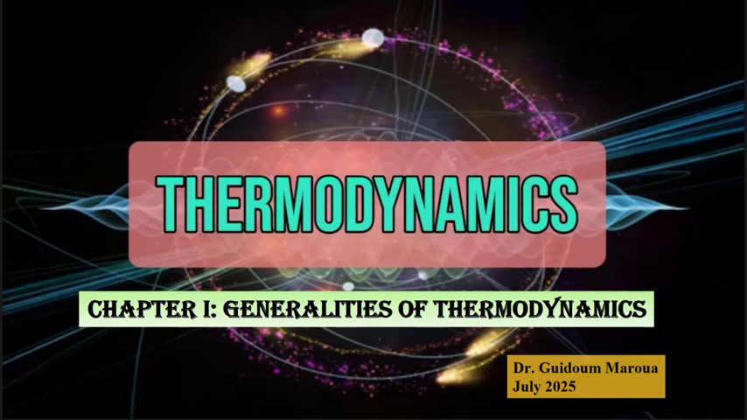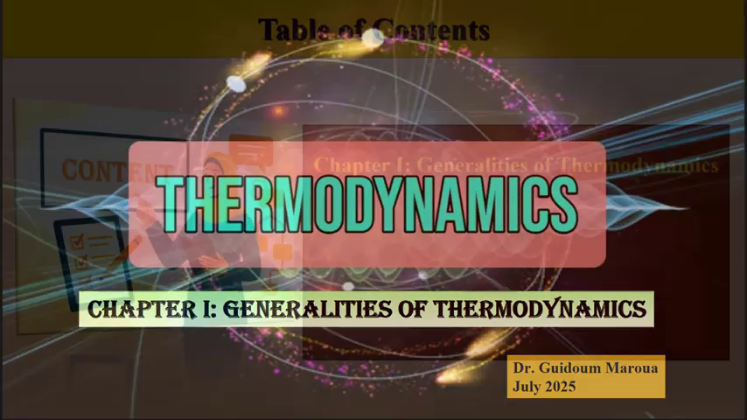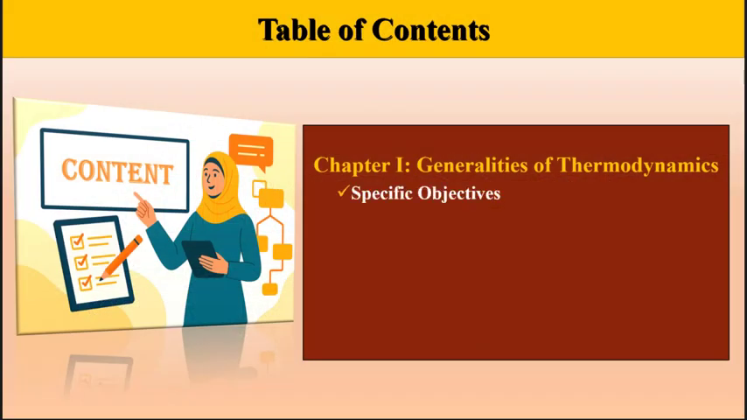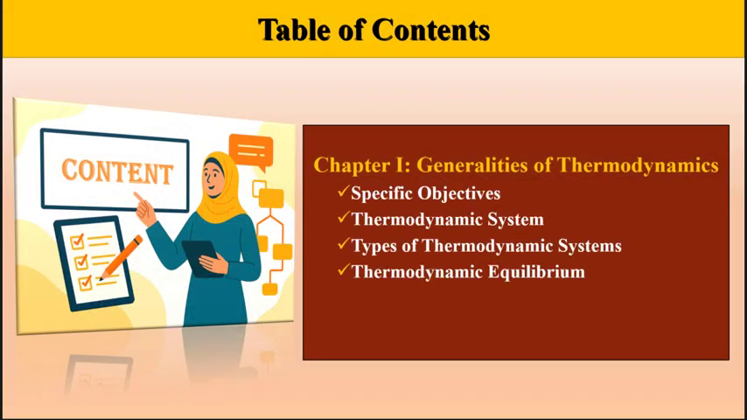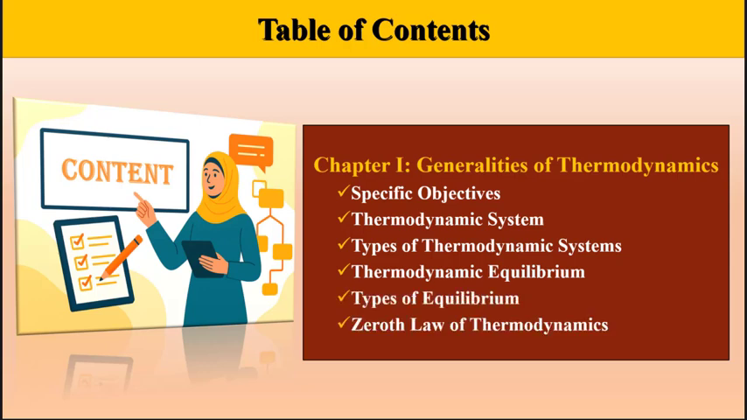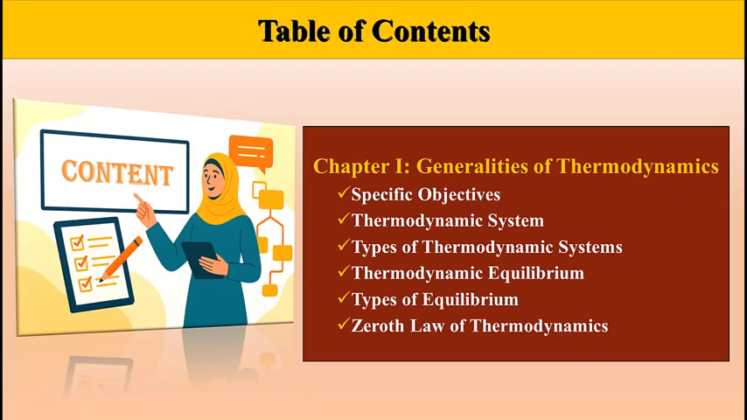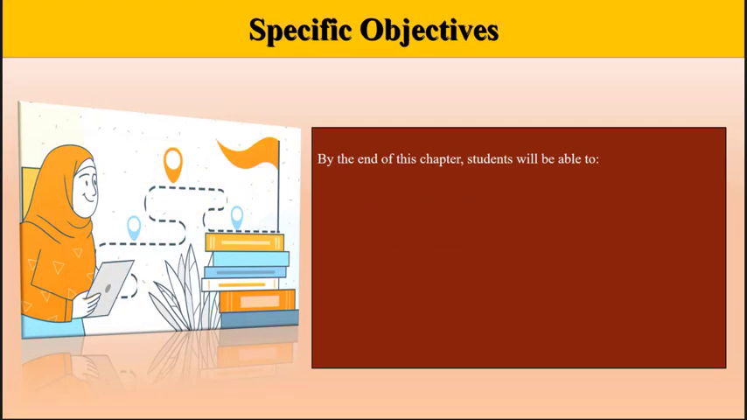In this video, I am pleased to introduce the first chapter of the thermodynamics course designed for first-year students in the Common Core Department of the Faculty of Science and Technology. This chapter is entitled Generalities of Thermodynamics. The content of the chapter covers several key topics, including specific objectives and thermodynamic systems, the types of thermodynamic systems, thermodynamic equilibrium and its types, and the zeroth law of thermodynamics.